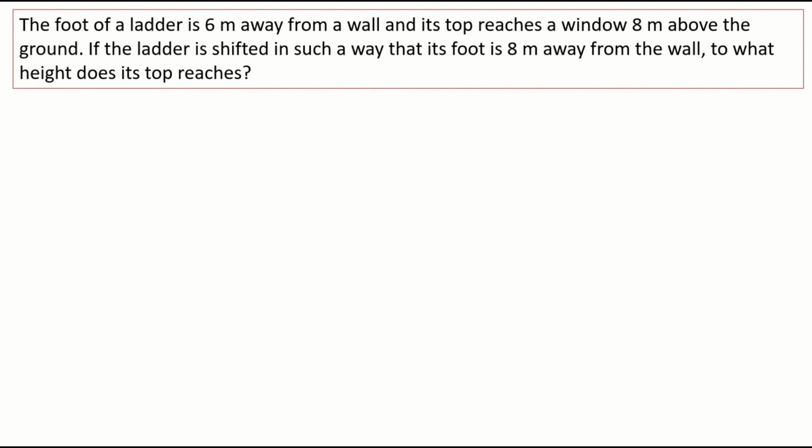Foot of a ladder is 6 meters away from the wall and its top reaches a window 8 meters above the ground. If the ladder is shifted in such a way that its foot is 8 meters away from the wall, to what height does the top reach? Okay. There is one ladder basically.